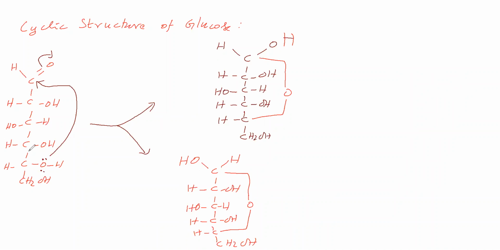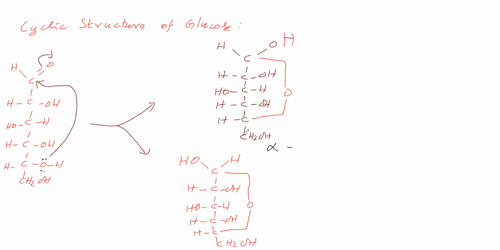This is the open chain form of glucose. This is the cyclic form of glucose; we have given two structures. Here this aldehyde carbon is in hemiacetal form. Here also the aldehyde carbon is in hemiacetal form. In this one, the OH group is on the right side, therefore we call it the alpha form.